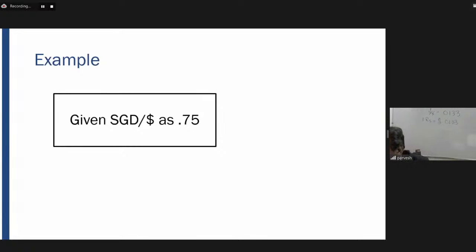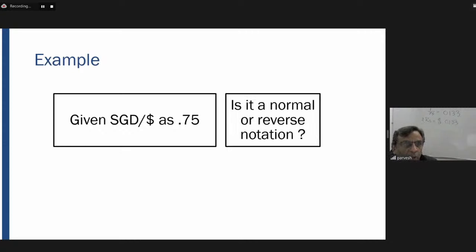I'll give you one question here, which I'll leave to you to solve, so that this settles in your mind. Given Singapore dollar oblique dollar as 0.75, is it a normal or a reverse quote? Normal would mean $1 is equal to 0.75 Singapore dollars, and reverse would mean 1 Singapore dollar is equal to $0.75. Which is the right one? Give me the answer. I'll wait, because this is an important aspect of our learning. Tell me whether it's a normal quote or a reverse quote.